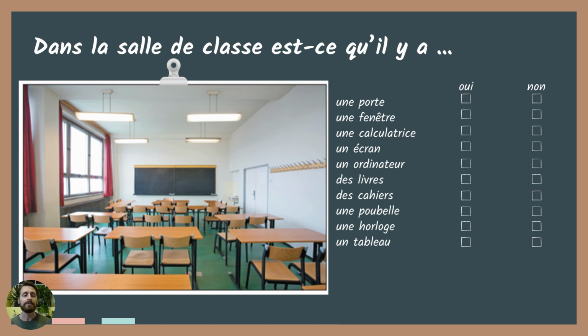Okay, on a une activité. Here we have an activity. La question c'est, dans la salle de classe, est-ce qu'il y a une porte? So here the overall question is, are there or is there? And then we have each of these items. And it's up to you to look in this photo of the classroom and decide if there are or if there are not these objects in there. So, for example, dans la salle de classe, est-ce qu'il y a une porte? Oui, il y a une porte.